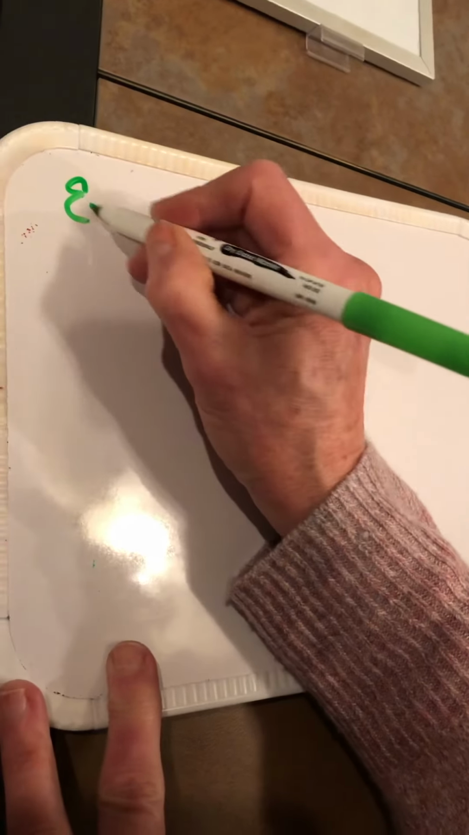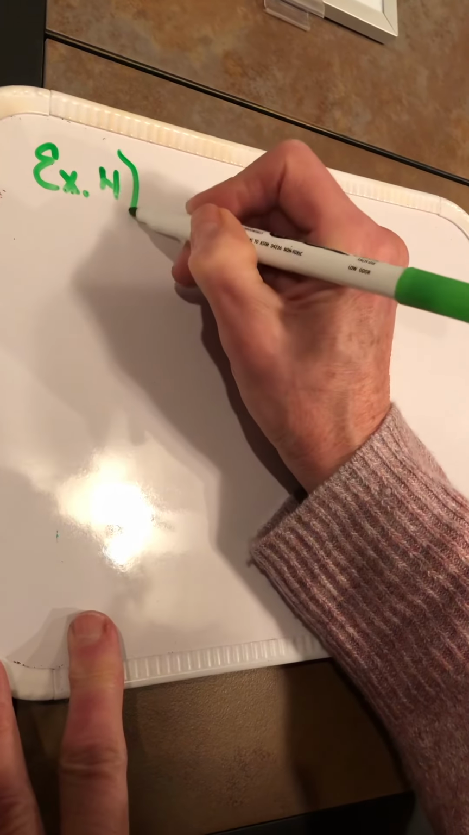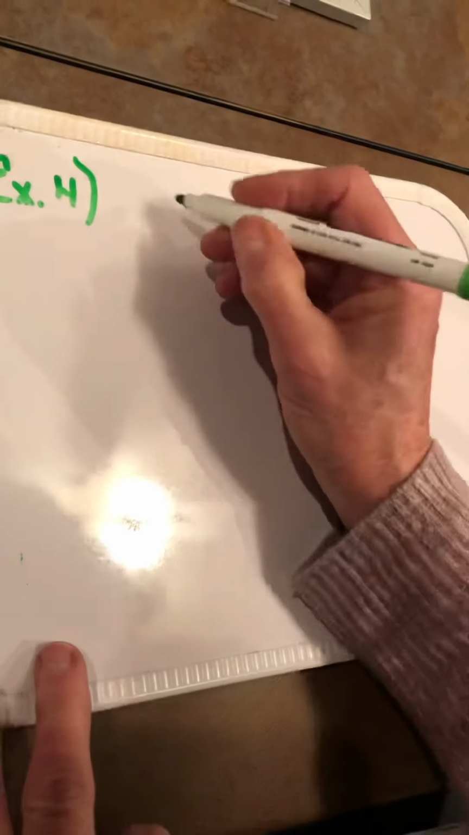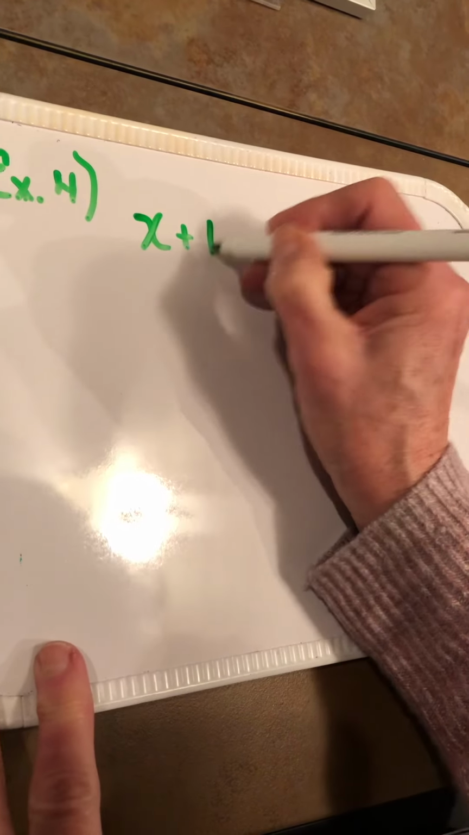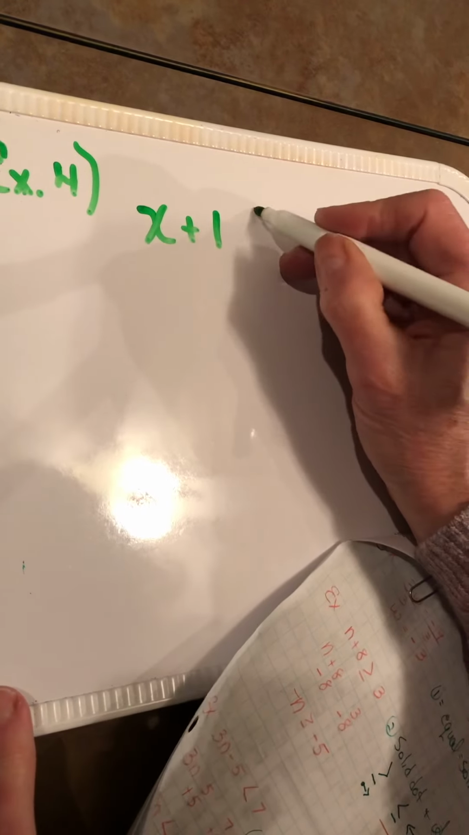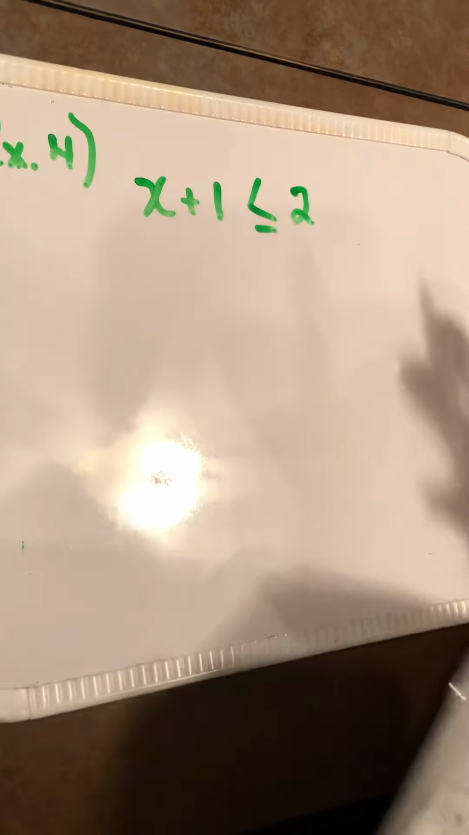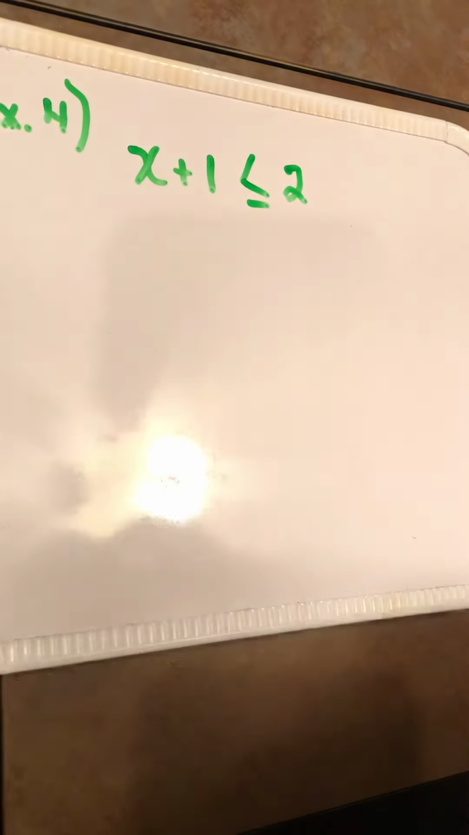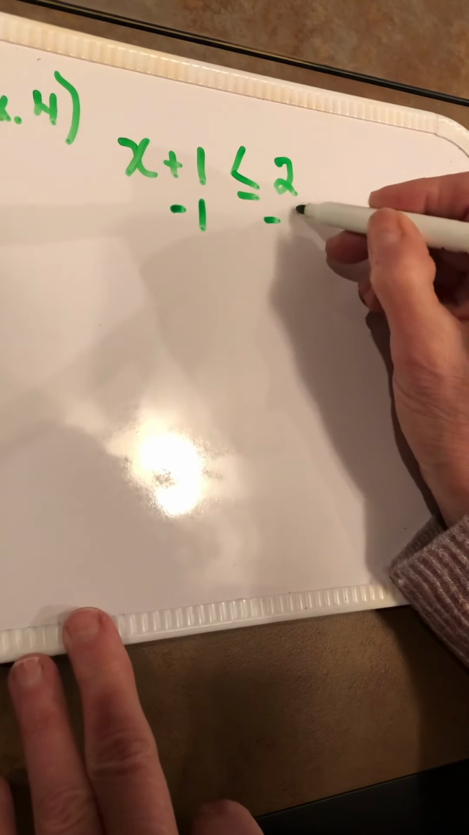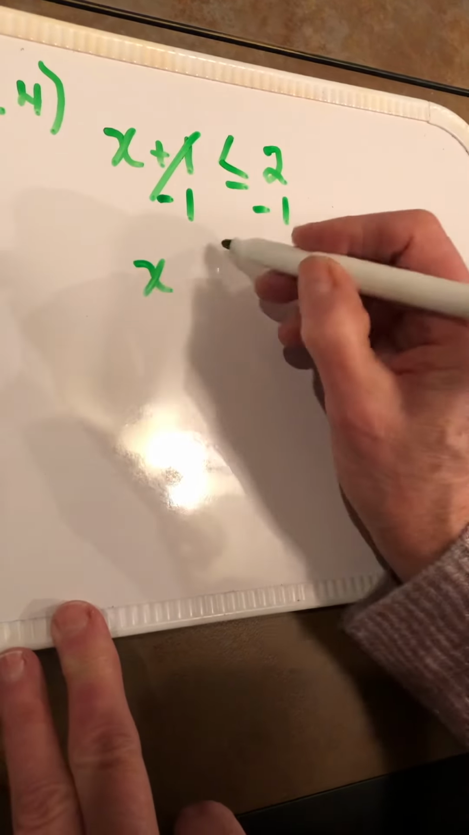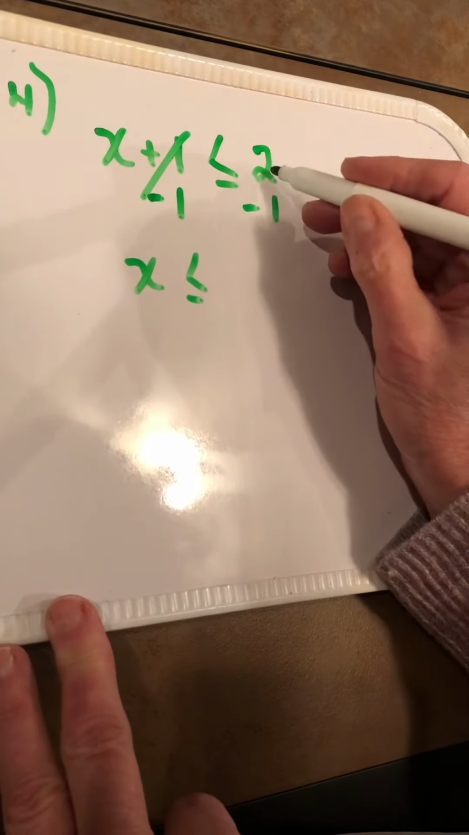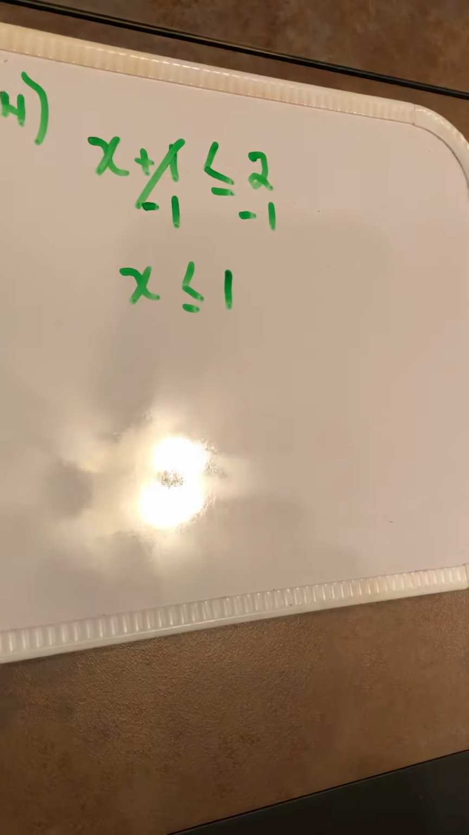Okay, I can move this board, and I have another board. This will be example 4, all right? So now I'm going to take the equation x plus 1 is less than or equal to 2, okay? So I want to isolate the variable. I'll subtract 1 here and 1 here. So x is less than or equal to 2 minus 1 is 1, okay?